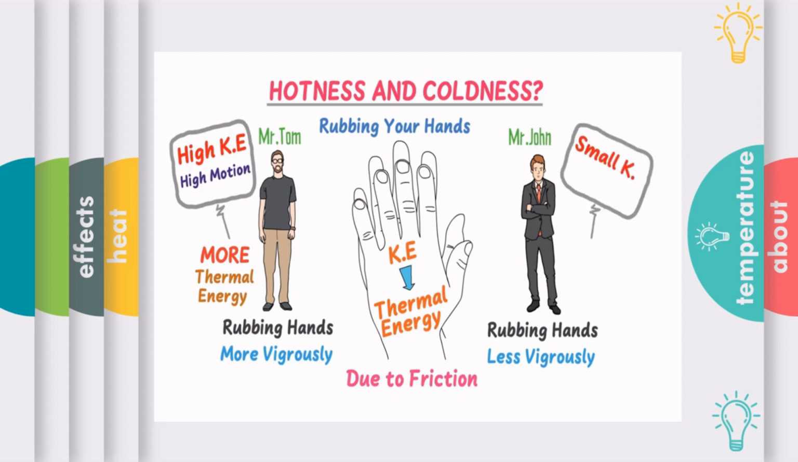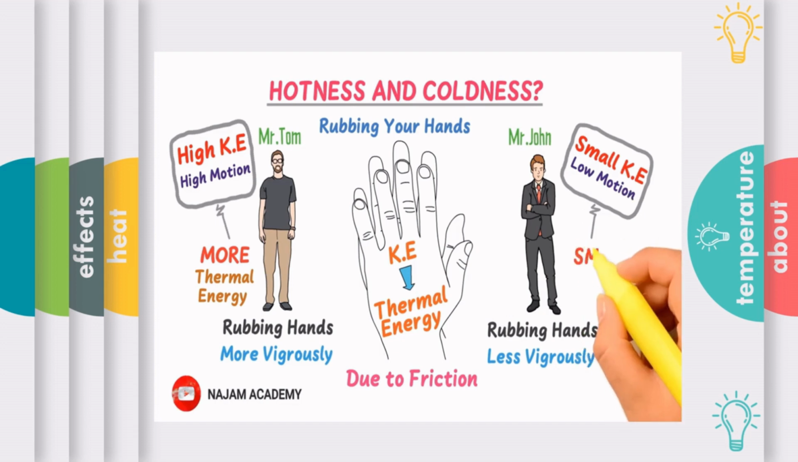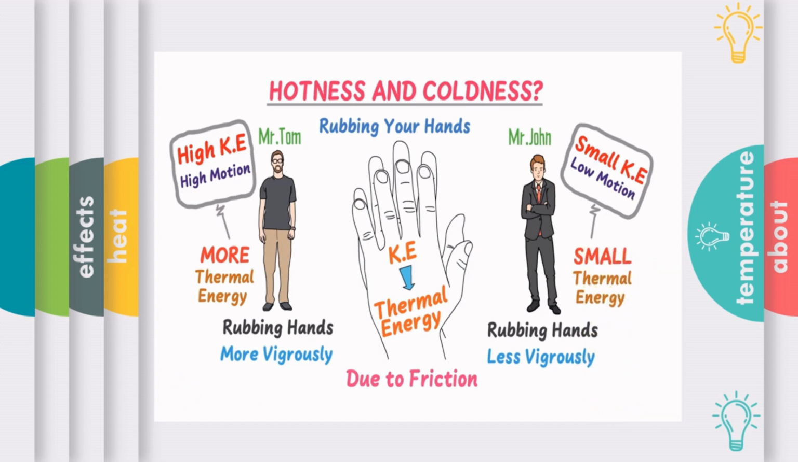While in Mr. John's case, kinetic energy of his hands is smaller due to slow motion. Smaller kinetic energy means less friction, and less friction means less conversion of kinetic energy into thermal energy or heat energy. Try to do this experiment.